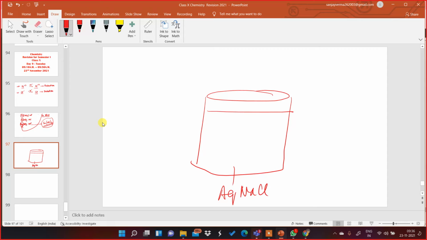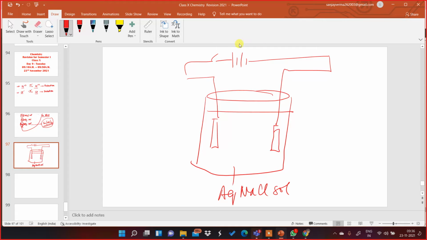If you take aqueous sodium chloride solution, there is a switch, a key, and a battery over there. The electrodes are here. This is positive, over here positive. This is negative, so over here negative. The negative electrode is called the cathode. The positive electrode is called the anode.